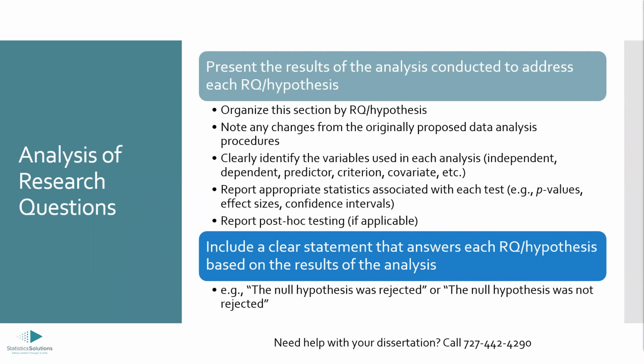And it's very important that for each research question and hypothesis, you include a very clear statement that addresses that hypothesis or answers that research question. It's likely that you'll have your hypotheses written out in the null and alternative format, in which case you can make a statement about those hypotheses, specifically the null hypothesis. Say whether the null hypothesis was rejected, if your result was statistically significant, or if the null hypothesis was not rejected, or if you failed to reject the null hypothesis, if your result was not statistically significant.